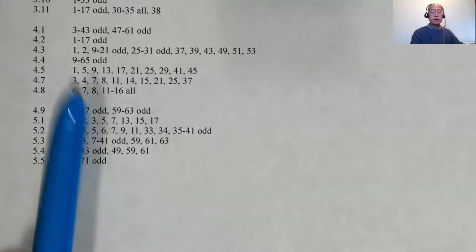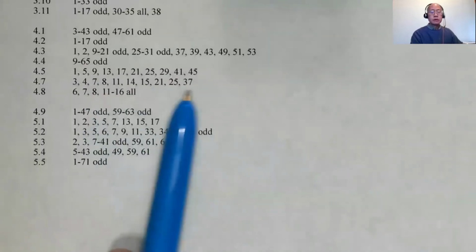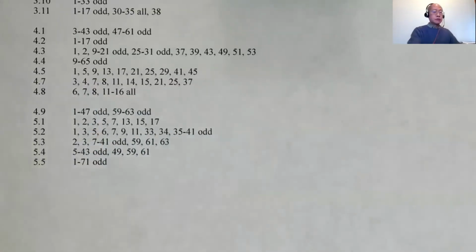This is section 4.7 on applied max-min problems. So they're word problems where we're trying to maximize or minimize some quantity. Okay, so here's the assignment. Looks like the highest we have to go to is problem 37.